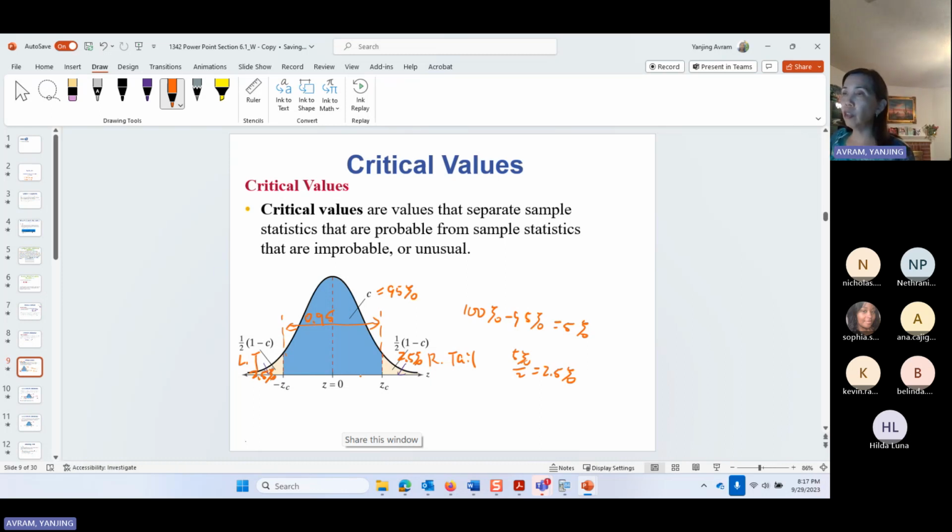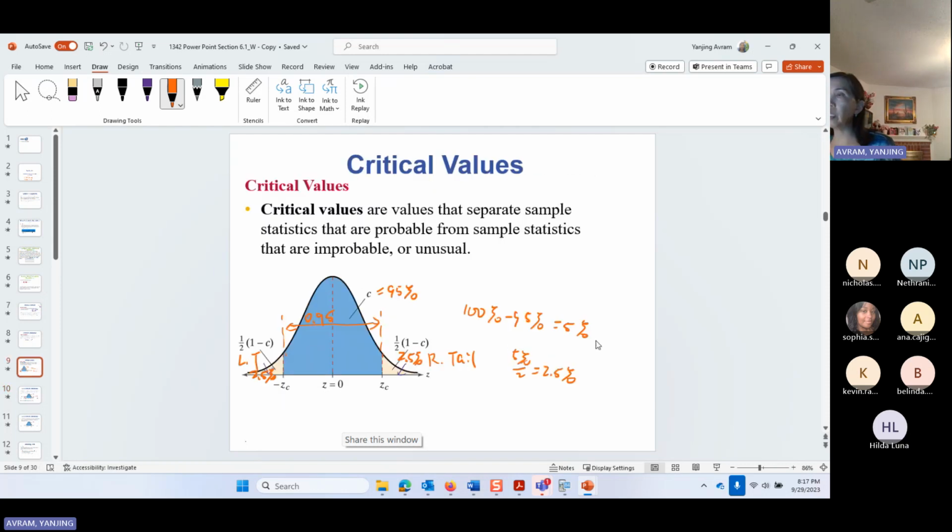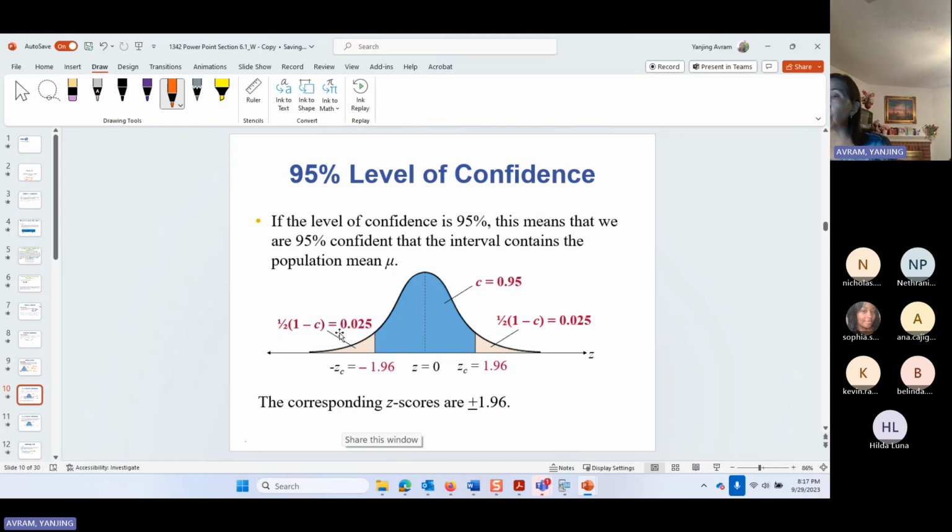So how do you calculate this tail area? It is one half times 1 minus C. That is where it comes from. If I use 95% confidence, this is 0.95, and then you have 1 minus 0.95, which gives you 5%, or 0.05. If you divide 0.05 by 2, you get 0.025.